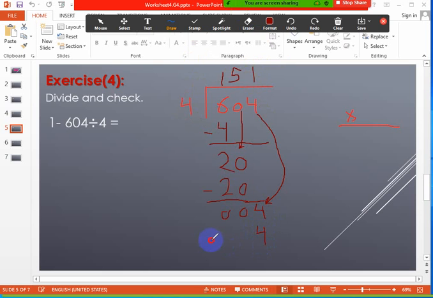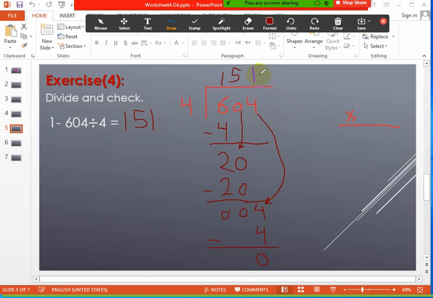Now I will subtract, right? 4 minus 4, 0. Very good. So there is no remainder with me, right? So the quotient is what? 150. Very good. Thank you, Hanoof.